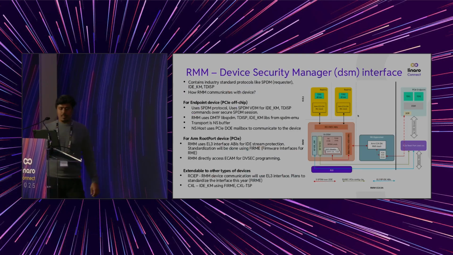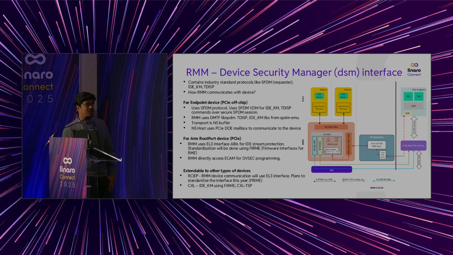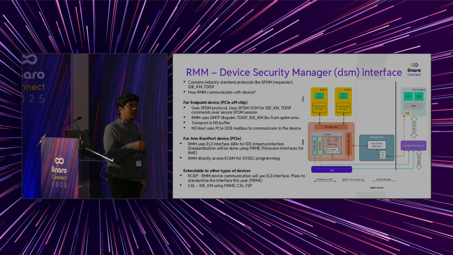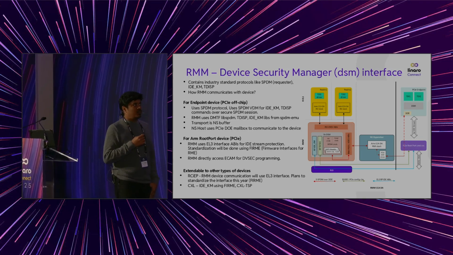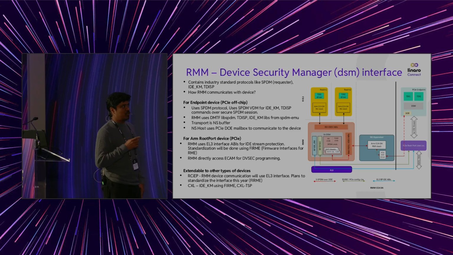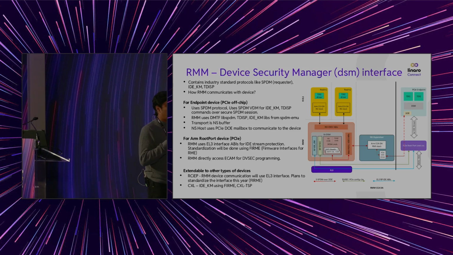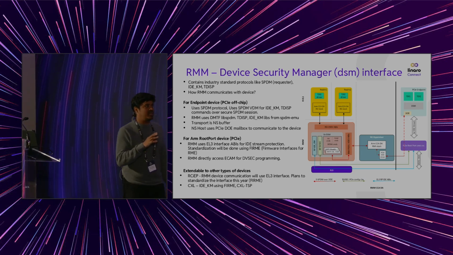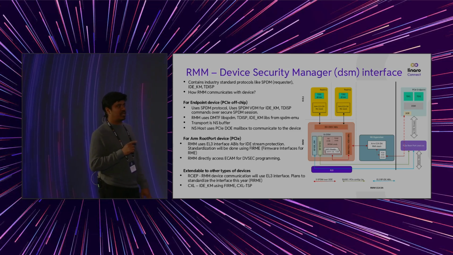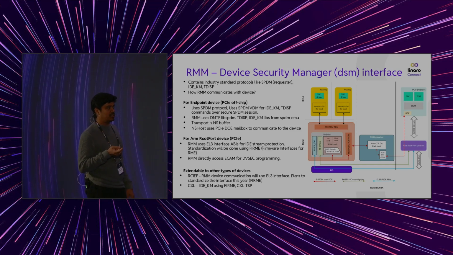Moving on, this is just to put everything together. The RMM supports both off-chip and on-chip devices. This summarizes the design and how it has gone in the TF-RMM. There are RSI VDEV ABIs and RMI VDEV ABIs. These are all the runtime components of the RMM. And you can see there is a libDSM, which is the interface to the device.